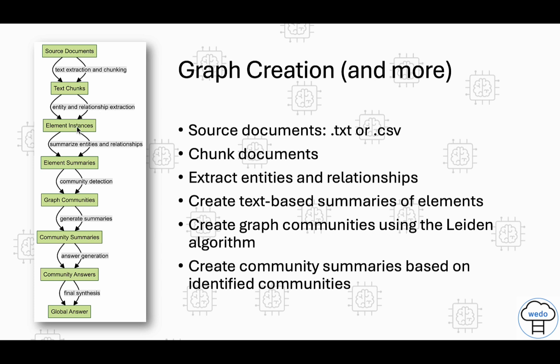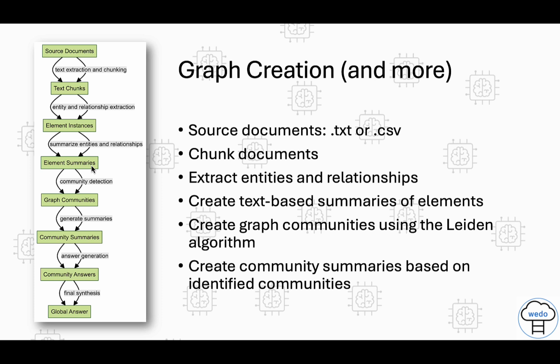Then when you have all these entities and relationships, we just call them element instances, we're going to create summaries for all these elements. So an LLM is going to take a look at the text that is actually used to create the elements, and then it's going to create a summary for that element. For example, if it finds a person and that person is Bill Gates, it will create a summary about Bill Gates and attach that to the element. That's to give the LLM later more context to use in the RAG approach.